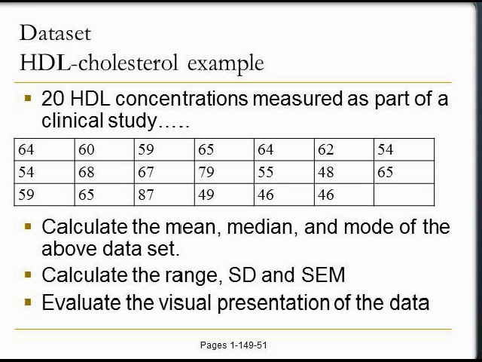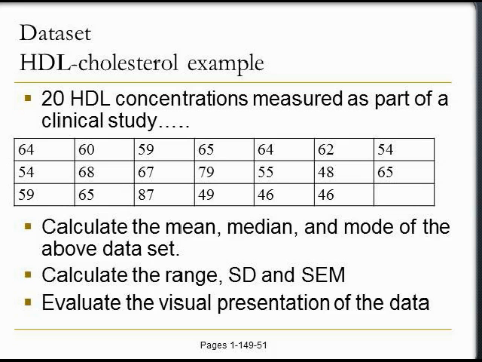So these are data that lists 20 HDL concentrations that were measured as part of a clinical study. And you can see the HDL concentrations, and I've asked you to calculate the mean, the median, and the mode of the data set. Calculate the range, the standard deviation, and the standard error of the mean, which we haven't discussed yet, but we will in a couple seconds. And then to evaluate the visual presentation of the data.